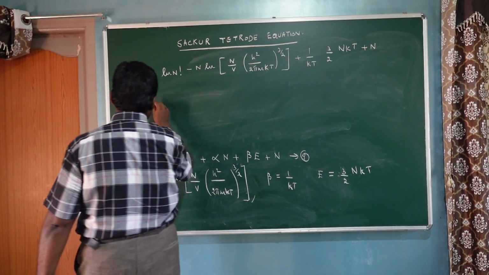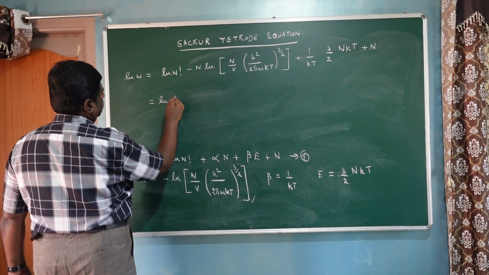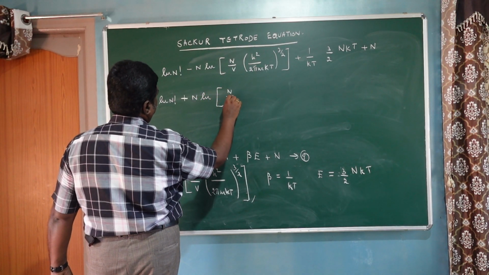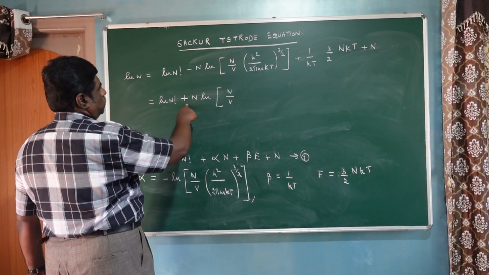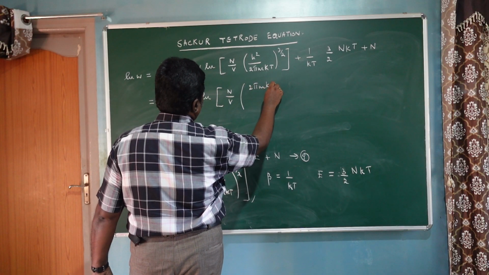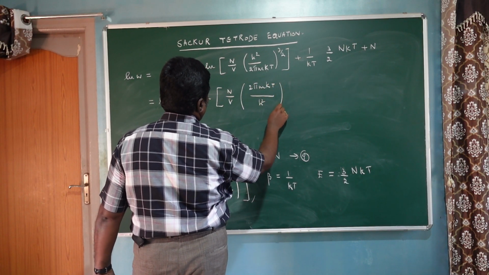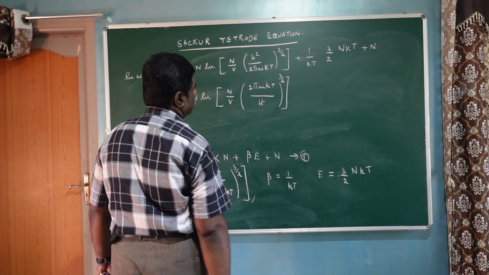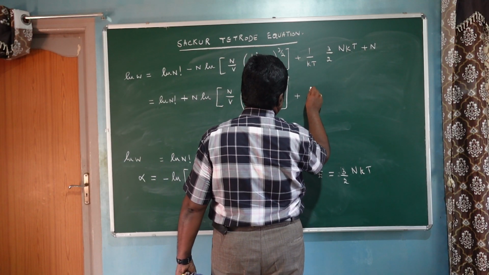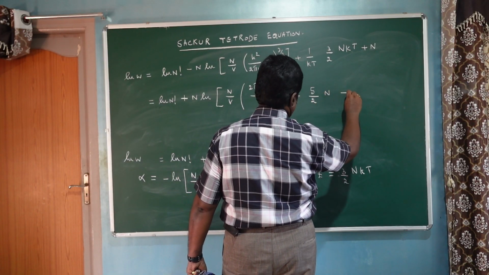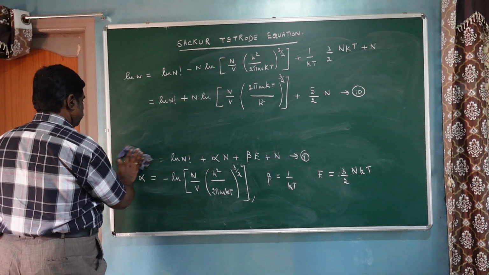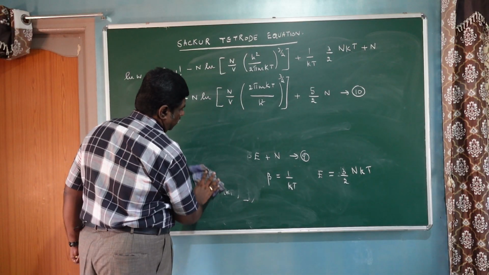Now you have to simplify this. This is equal to ln n factorial plus n into ln n by V. We have changed this negation into positive, therefore this term is modified in this form: 2 pi m kT by h square power 3 by 2, plus kT cancelled out. 3 by 2 n plus n is 5 by 2 n. This is our equation 10. Now we should reach our Sackur Tetrode equation.